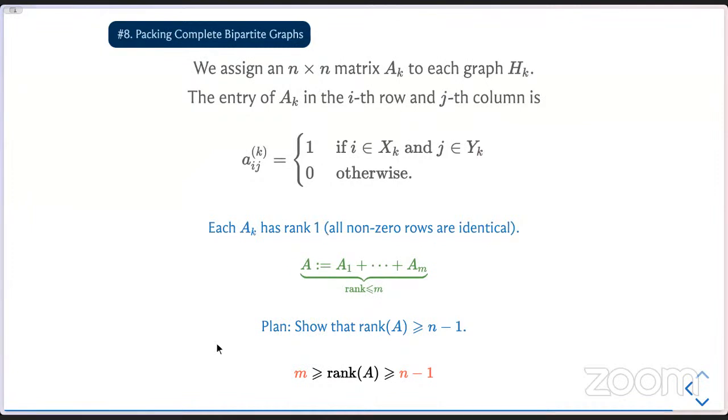Is this plan of action reasonable? Can we now just focus our energies on showing that the rank of A is at least n minus 1? Give me a quick +1 in the chat if this looks fine.